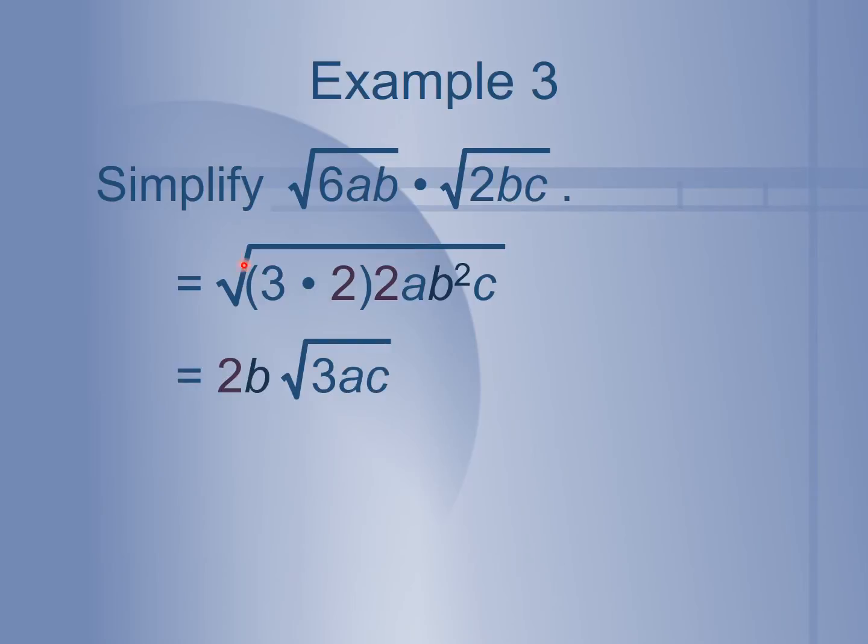So this 3, there's no other 3, so it has to stay inside. There is a 2 times 2, which means a 2 gets to come out. There's a b squared, which means the b gets to come out, and then the a and the c also have to stay inside.